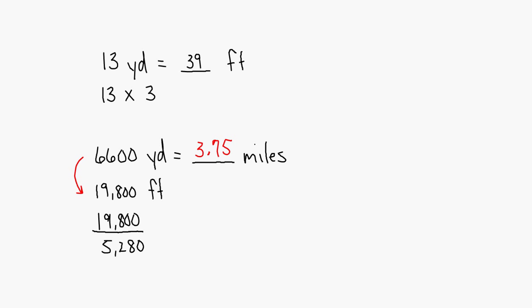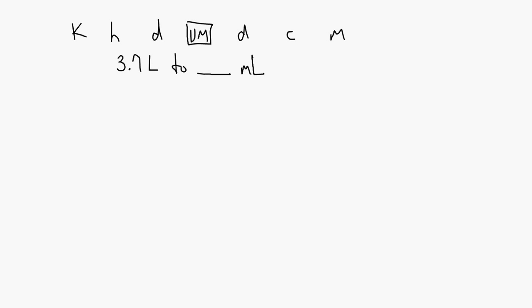Alright. 3.7 liters to milliliters. You're going from the unit to milli. So 3.7 liters to blank milliliters. And let's see. So we got King Henry died. Unit measure. Drinking chocolate milk. I love chocolate milk, by the way. Liters. So we're going from our unit measure to milliliters. So that's 1, 2, 3 to the right. 3,700.